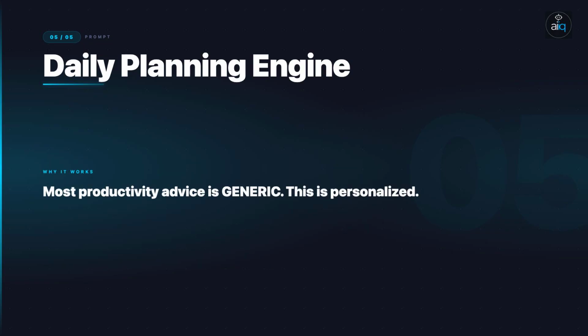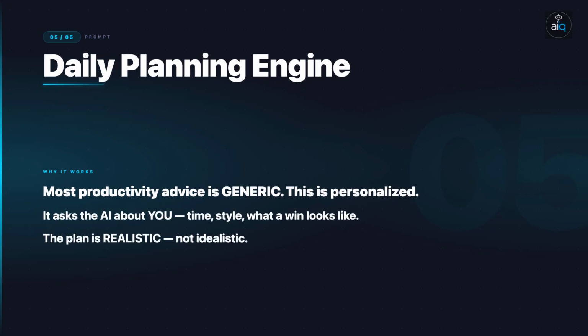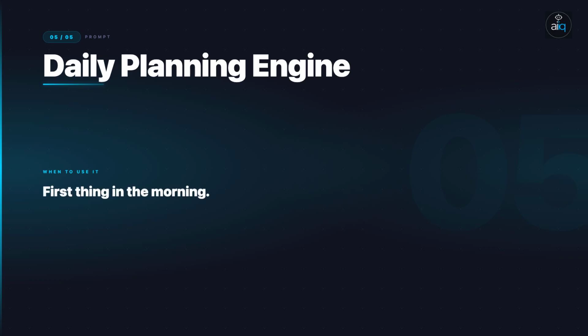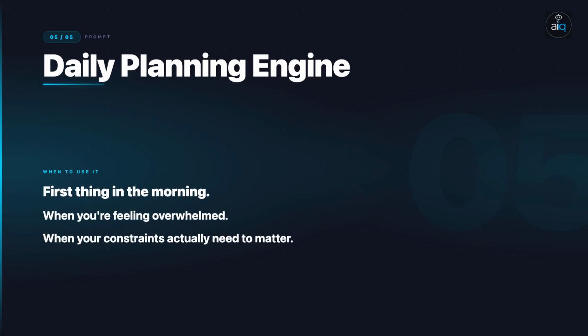Why it works. Most productivity advice is generic. This is personalized because it asks the AI about you. How much time do you have? What's your work style? What actually counts as a win for you today? Using all of that, the AI builds a plan that's realistic, not idealistic. When to use it? First thing in the morning or when you're feeling overwhelmed. You're not just getting a to-do list rearranged. You're getting a realistic plan built around your actual constraints.